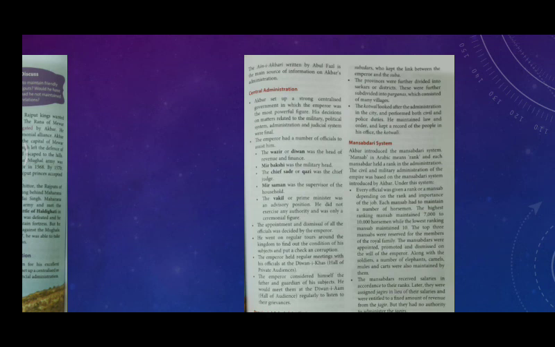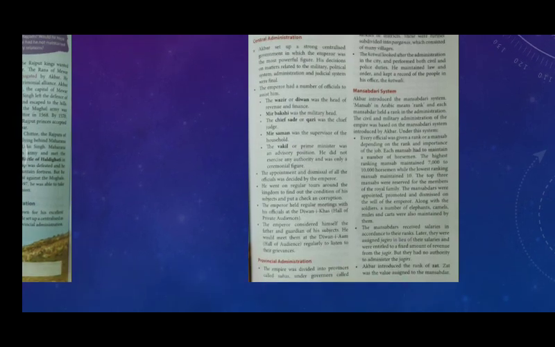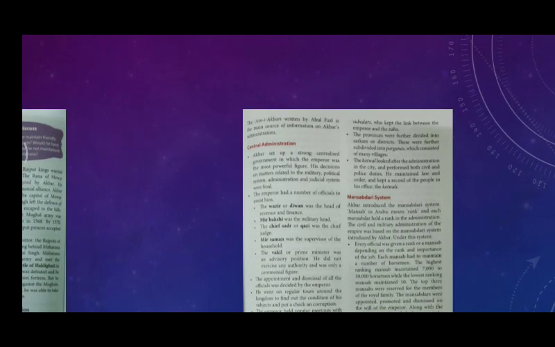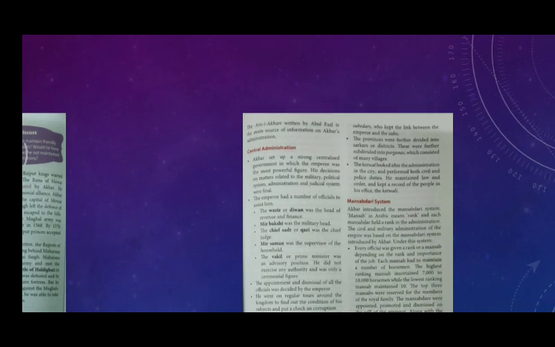Provincial administration. The empire was divided into provinces called subas under governors called subedars, who kept the link between the emperor and the suba. The provinces were further divided into sarkars or districts. These were further subdivided into parganas, which consisted of many villages. The Kotwal looked after the administration in the city and performed both civil and police duties.